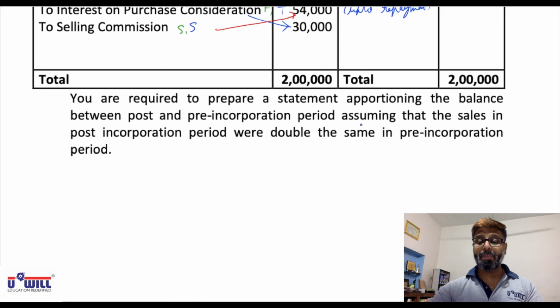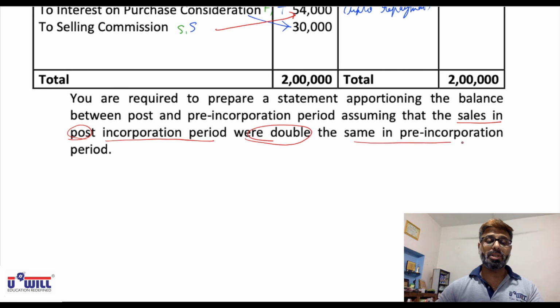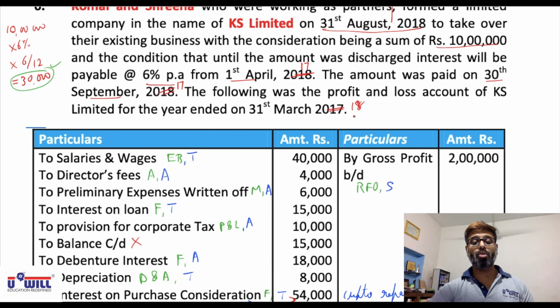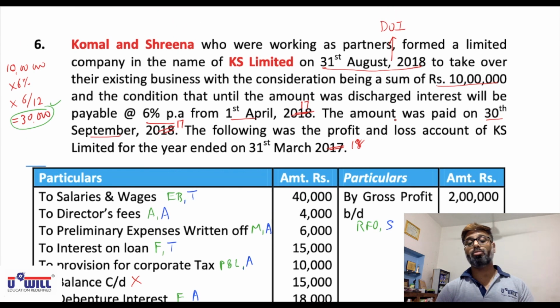You are required to prepare statement apportioning the balance between post and pre-incorporation period, assuming that sales in post-incorporation period were double the same in pre-incorporation period. So ditto to ditto, exactly same as the previous question. Because of this, sales ratio will become 1:2. So all of you must be able to solve entire question 6 completely on your own and submit it in the homework to the supervisor.